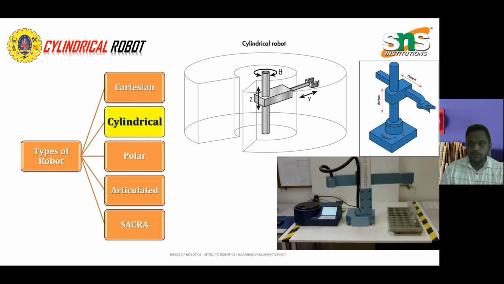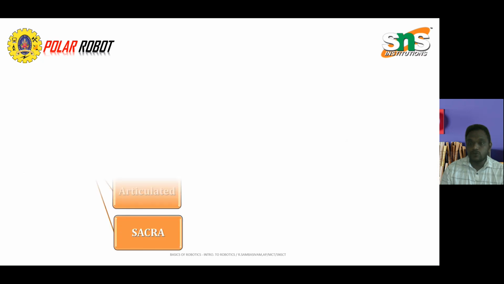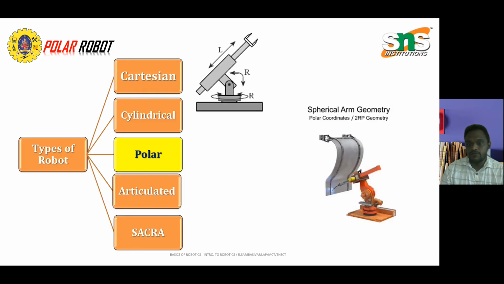Then the third one is polar. It has 2 rotations and 1 linear movement, and welding along an arc shape can be done through this polar type of robot. The example for that is shown in the zip file.